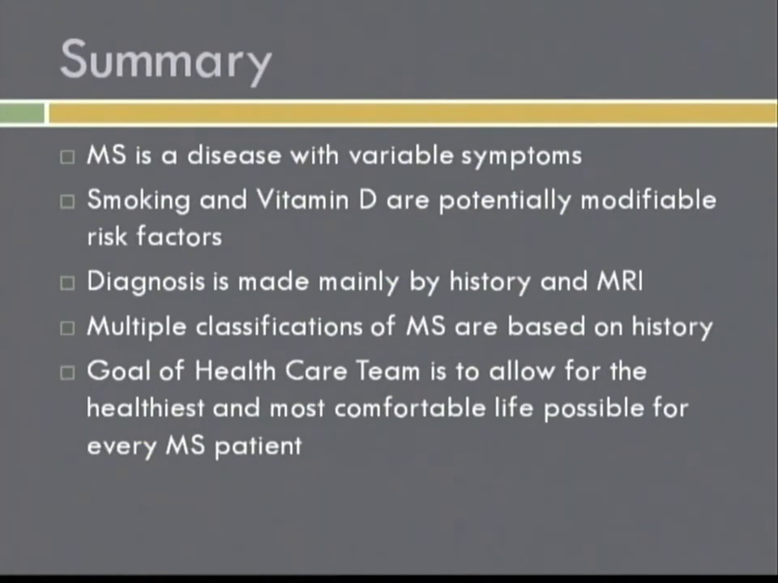And so to summarize, MS is a disease with variable symptoms. We know that of the risk factors, the 2 that we can potentially change are smoking. I hope you got that from my talk. I should stop smoking. And maybe vitamin D. These are things we can modify potentially. That diagnosis is made mainly by history and MRI. That there are multiple classifications of MS that are based really on the patient's history. And that the goal of our healthcare team is to allow for the healthiest and most comfortable life possible for every MS patient. Thank you.